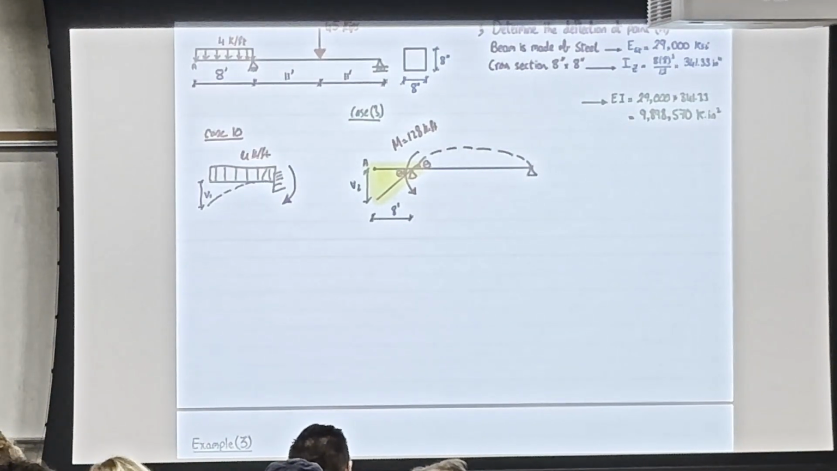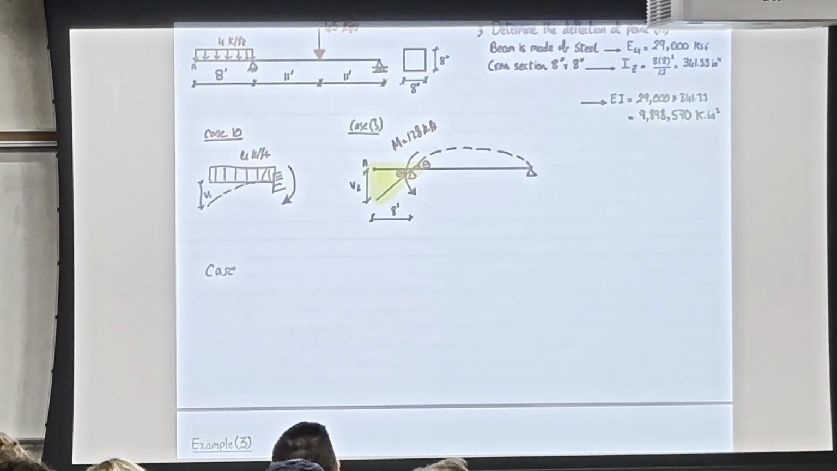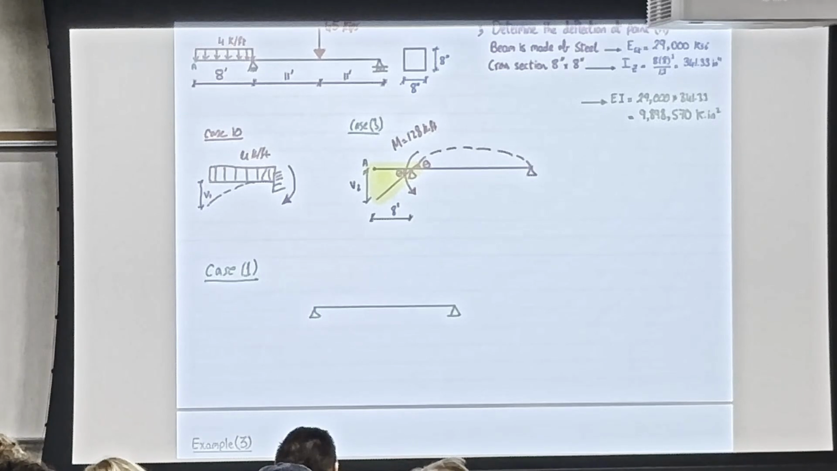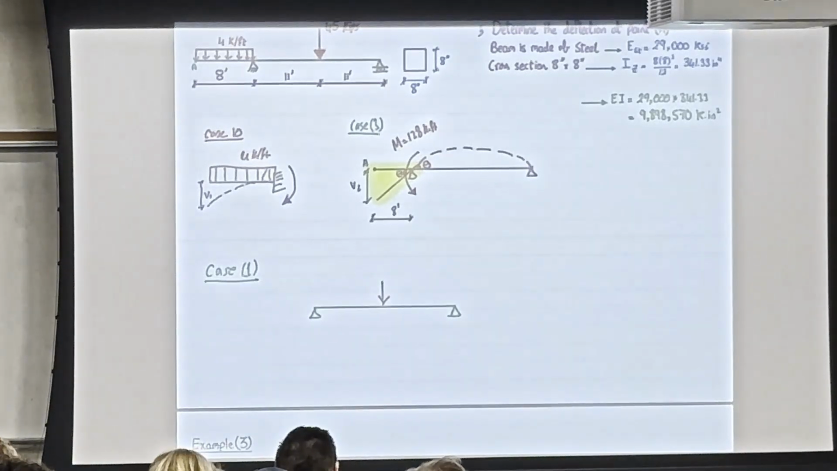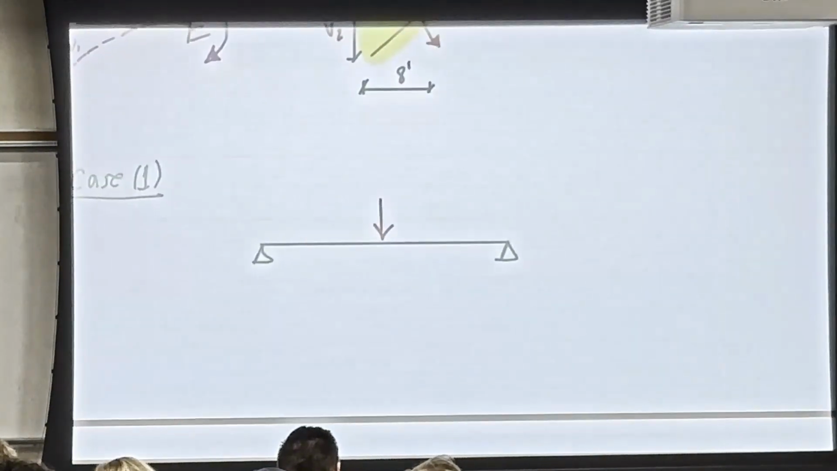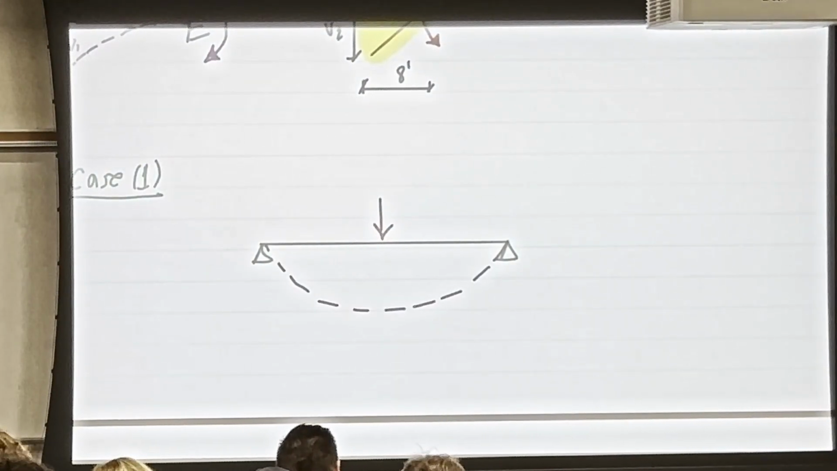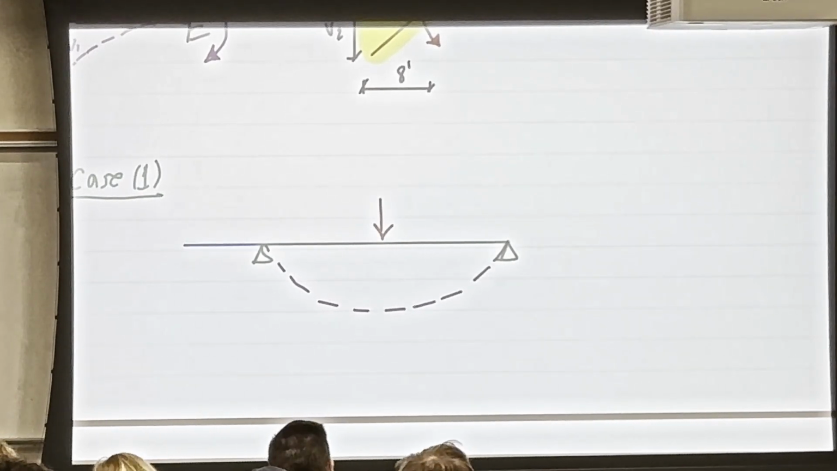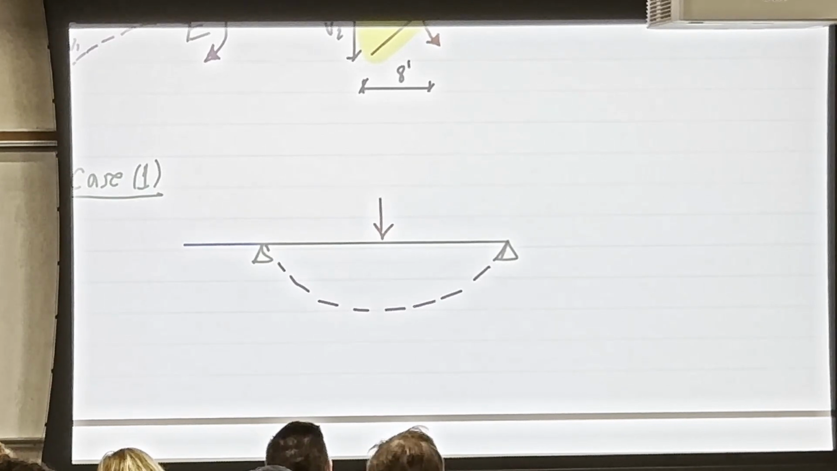So, like you said, I'm gonna do another case here, which is case number 1, and it will be a simply supported beam like this, and I have a point load in the middle. And just from the table, you're gonna draw the deflection. It's going to be something like this. And to find the overhang part, or the cantilever part, we're just going to extend this line like this.